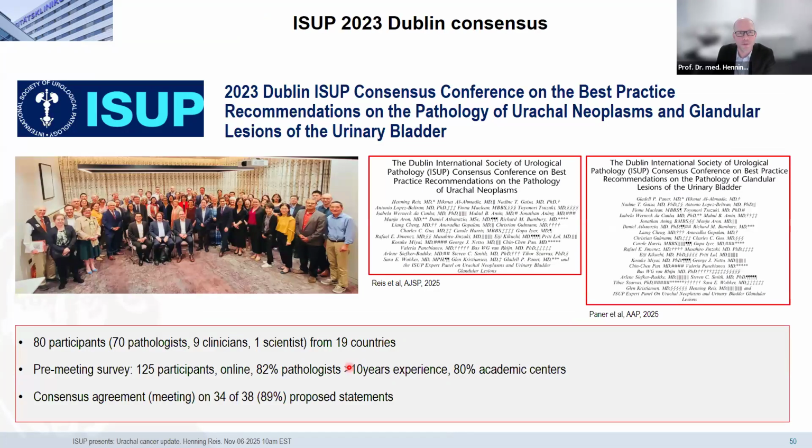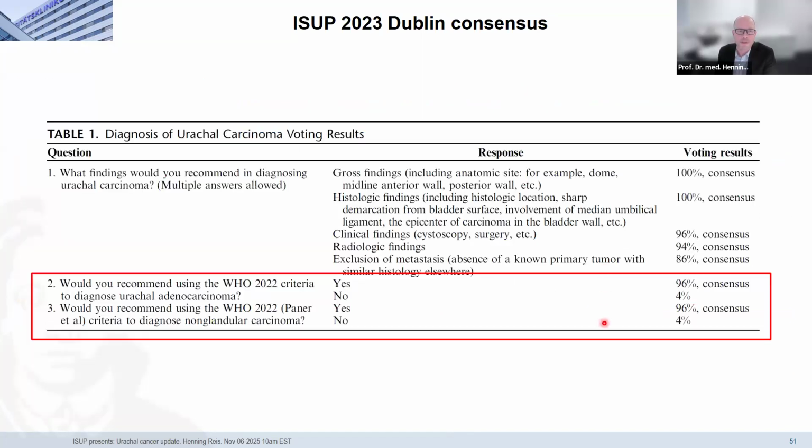So we met in 2023, and thank you everybody again who was there in Dublin. It was a really great achievement, and I'm very proud that this worked out. There was one day before the European Conference on Pathology. We had 80 participants, mostly pathologists, but also clinicians. The pre-meeting survey included 125 participants, mostly pathologists with more than 10 years experience and from academic centers. We could achieve a consensus in 89% of the statements, and 2 papers resulted, which have been published this year.